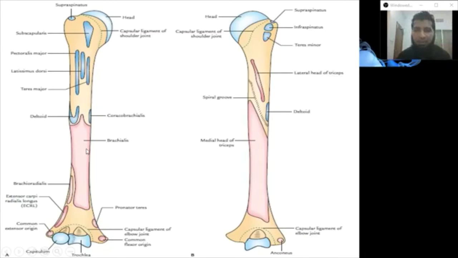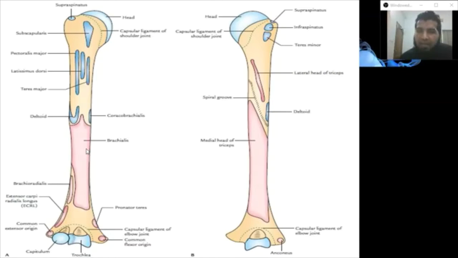Then you will be asked about the muscle further. What is the nerve supply of brachialis muscle? There are dual nerves supplying the brachialis muscle. One is the musculocutaneous nerve coming from the lateral cord of the brachial plexus, and one is the radial nerve coming from the posterior cord of the brachial plexus. So there are two nerves supplying the brachialis muscle.